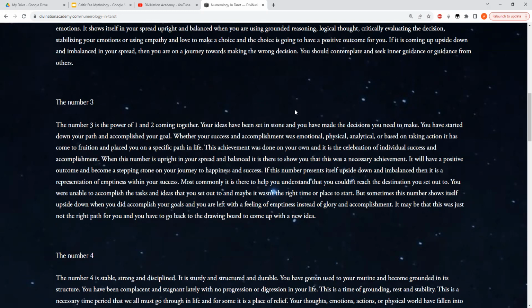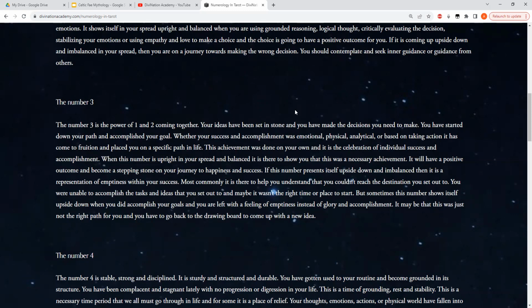So in Arabic numerology, the number 3 is the power of 1 and 2 coming together. Your ideas have been set in stone. You have made the decisions that you need to make. You have started down your path and accomplished your goal. So the number 3 is a number of self-accomplishment. It is a success and an accomplishment that you accomplished on your own and by yourself.